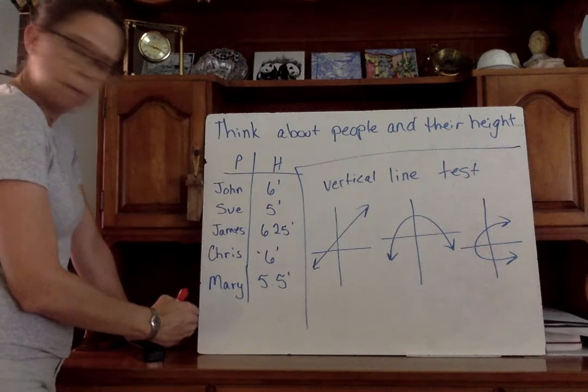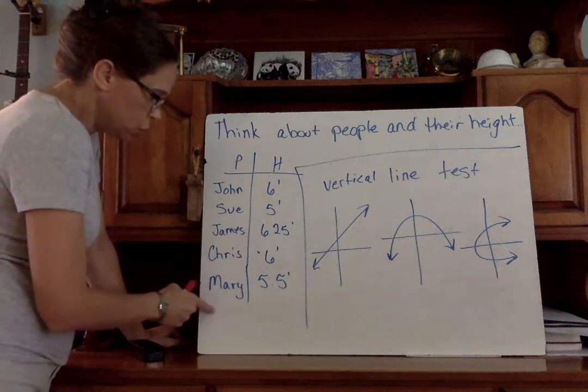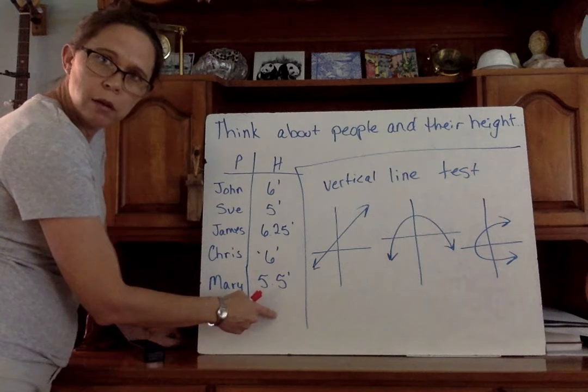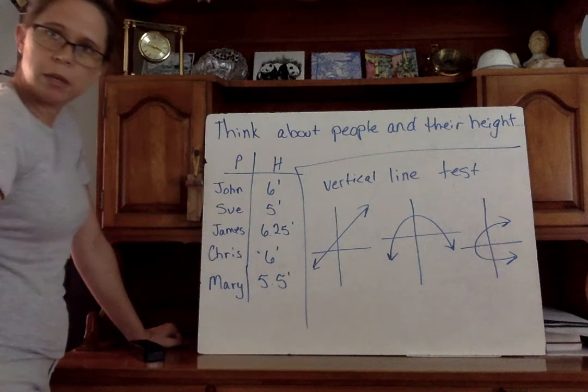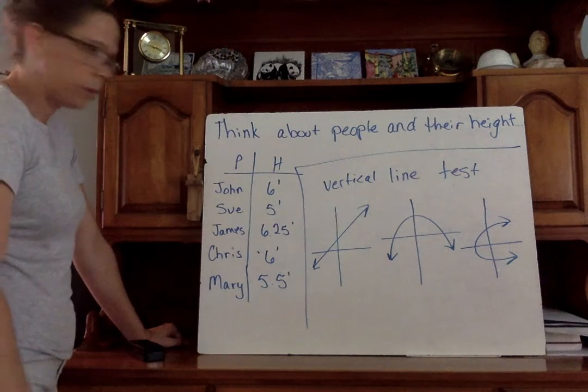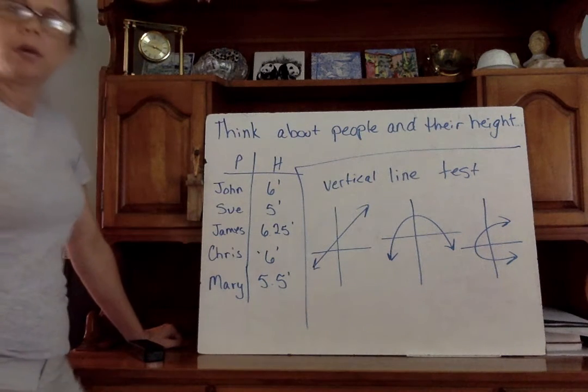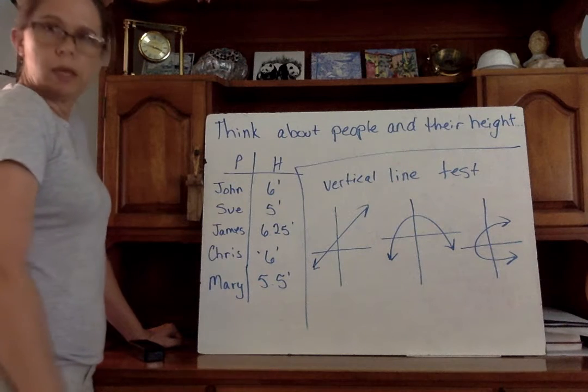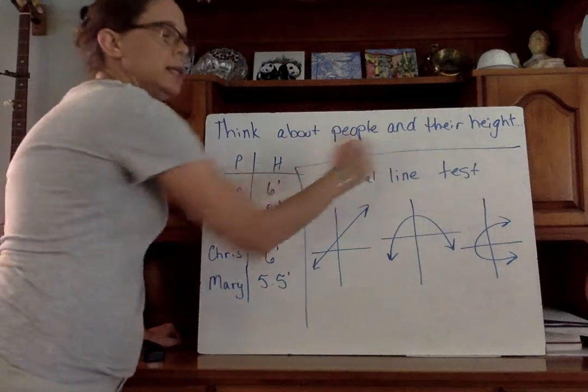Okay? Now, if I were to list John again with a different height, then this would not be a function. But it doesn't make any sense because John only has one height. Okay? Now we're going to talk about how to test a graph to see if it's a function. It's called the vertical line test.